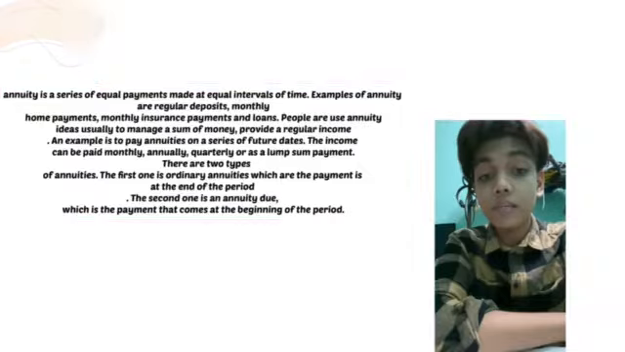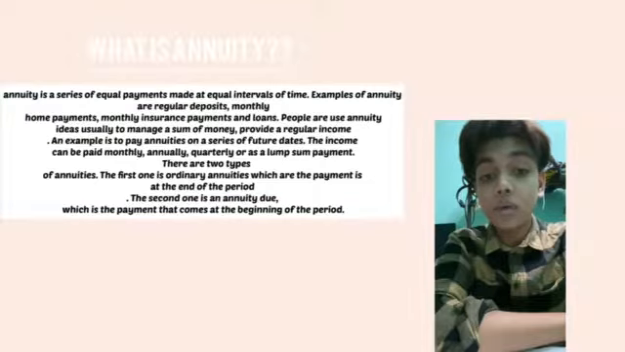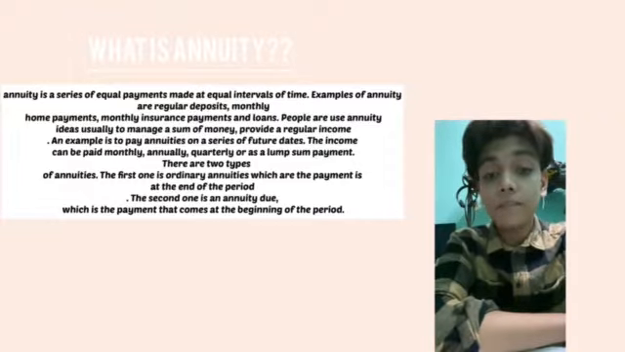People usually use annuity ideas to manage a sum of money and provide regular income. An example is to pay annuities on a series of future dates. The income can be paid monthly, annually, quarterly, or as a lump sum payment.